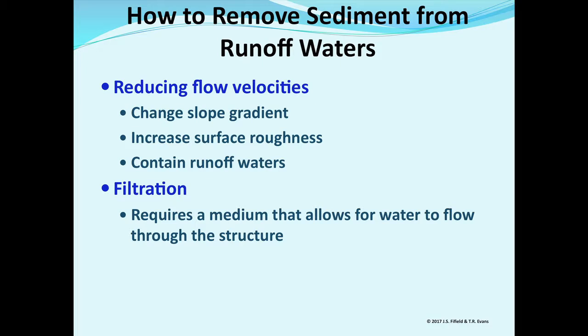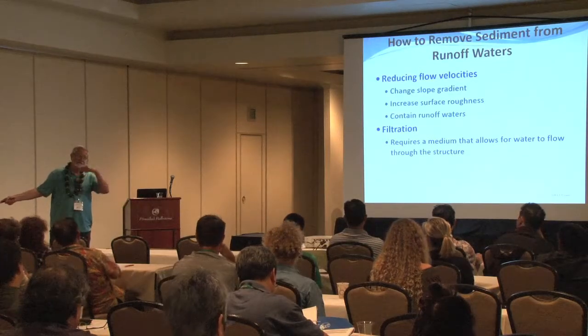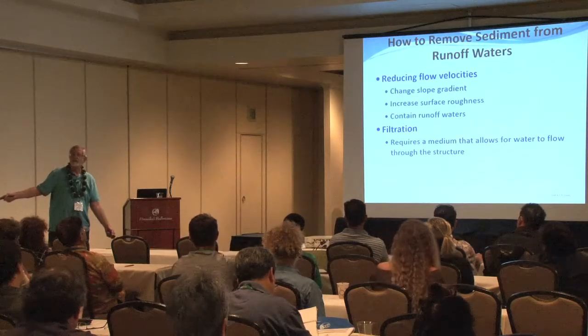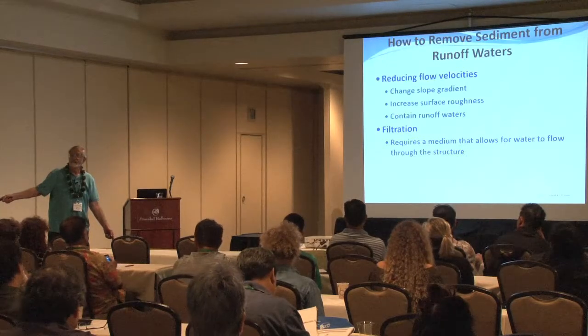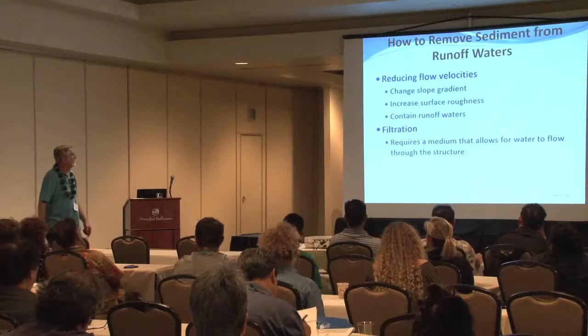And you look at this and say, wait a minute, reduce flow velocity. Well, you change the gradient, you reduce flow velocity. Increase surface roughness, you reduce flow velocity. You contain runoff water, you're doing sediment control. That's your fiber rolls, that's your silt fence, and the only one that really works, sed ponds. That's the only one that really you're going to get max bang for the bucks.